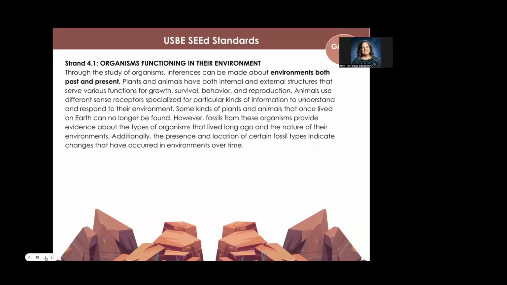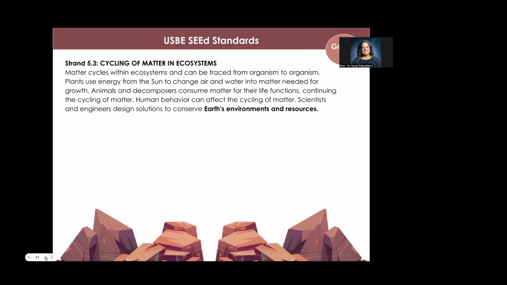In grade 4, we typically see things and learn things about how our environment has changed over time and throughout history. So we really emphasize environments both in the past and the present, plants and animals, and those internal and external structures that serve various functions for growth, survival, behavior, and reproduction in their different environments over time. And in 5th grade, we talk about the cycling of matter in different ecosystems, specifically looking at environments and resources.